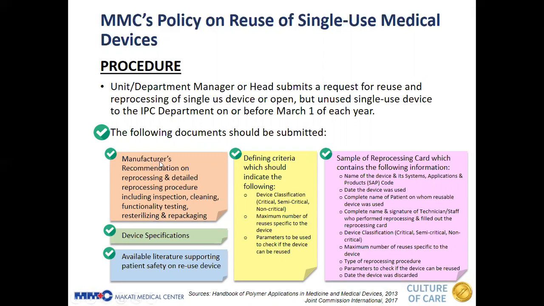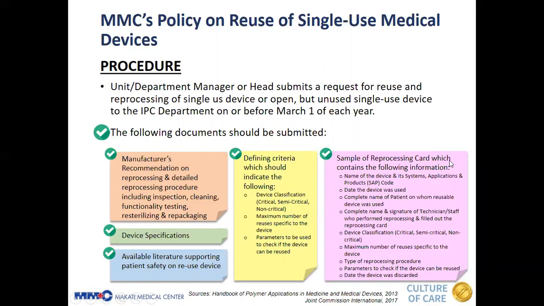The following documents are the manufacturer's recommendation on reprocessing and legal reprocessing procedure, including inspection, cleaning, functionality testing, re-sterilizing, and repackaging. The device specification, and available literature supporting patient safety on reuse of the device, defining criteria which should indicate the following. Device classification: is it critical, semi-critical, or non-critical? The maximum number of reuses specific to the device. Parameters to be used to check if the device can be reused.